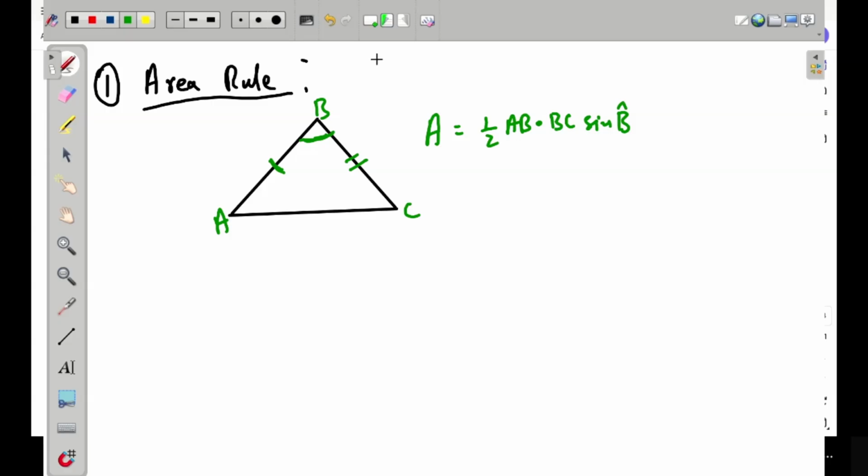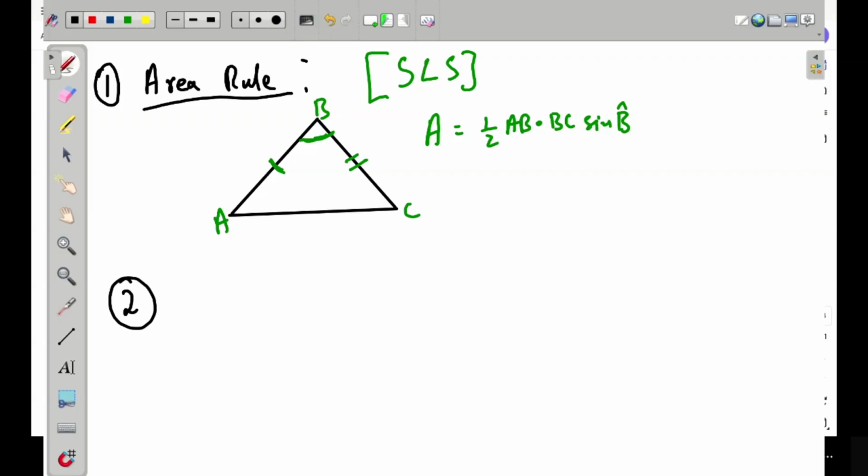And so I want to be very clear. Please, you can only use this rule when you've got a side angle side situation. If you do not have that, you cannot use the rule. You probably then need to use other given information so that you have your triangle in this format. So very, very important that you are aware of this.